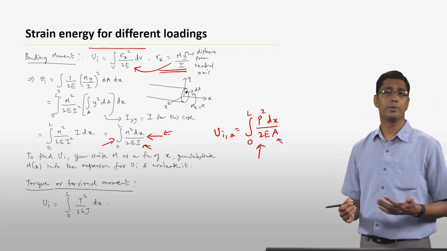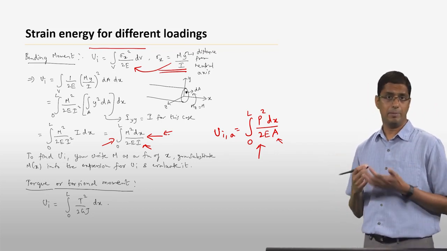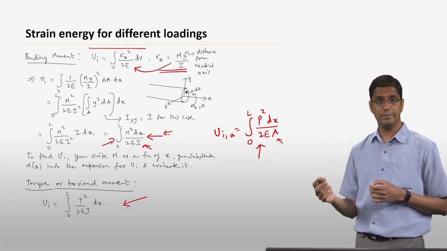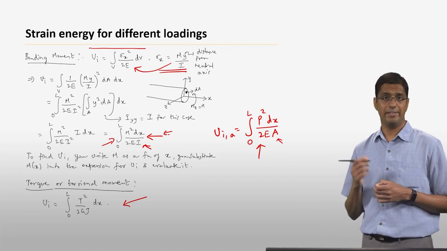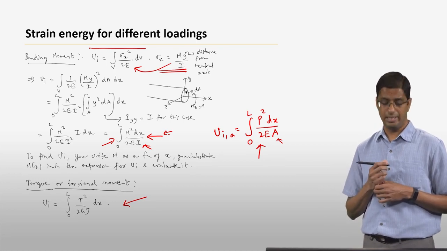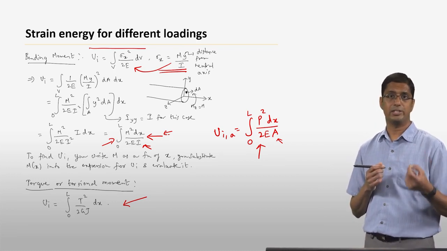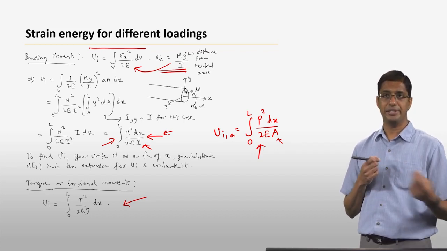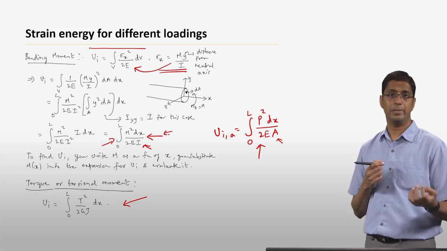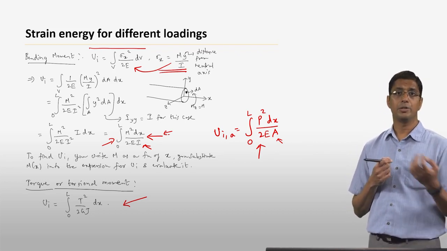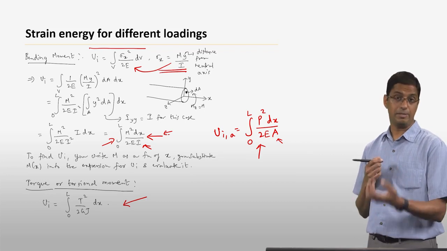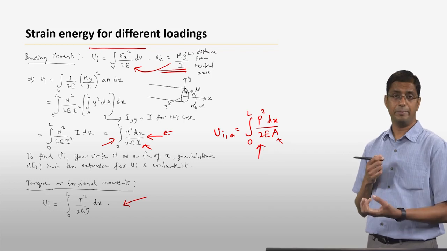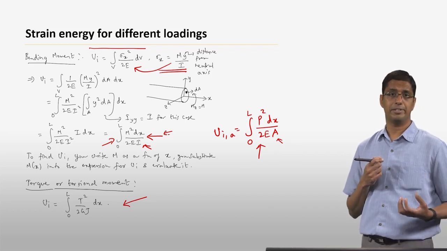Now, you can try it by yourself, but essentially you can also do the same thing for the strain energy due to a torque, and that is also going to have a very similar expression. If you look at the expression for bending, it's m squared dx over 2EI. For the torque, it's T squared dx divided by 2GJ. So essentially, you replace the bending moment by the torque, you replace the Young's modulus by the shear modulus G, and you replace the area moment of inertia by the polar moment of inertia, right?